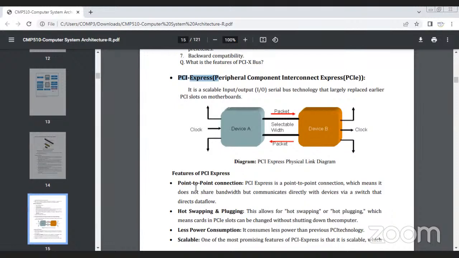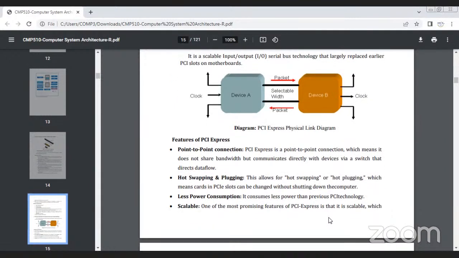Okay, so we call that a point-to-point connection, which is possible by using PCI Express. And hot swapping and plugging means that PCI slots can be changed without shutting down the computer. We can easily change the PCI slot without restarting or shutting down the computer. Okay, this is the main feature of PCI Express.